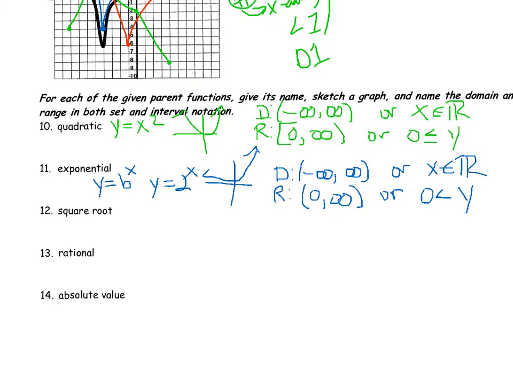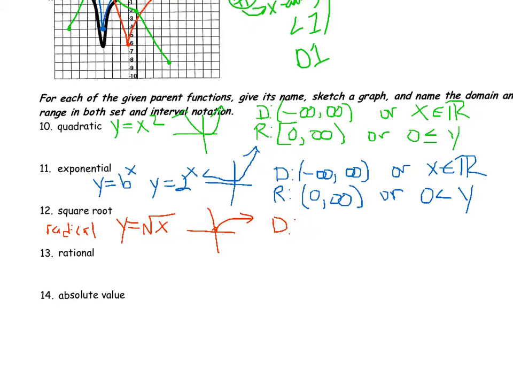So now we can move on to square root, which we call radical. So keep in mind that square root and radical are the same name, different names for the same function. Our equation is y equals the square root of x. Our graph starts at the origin and goes out.